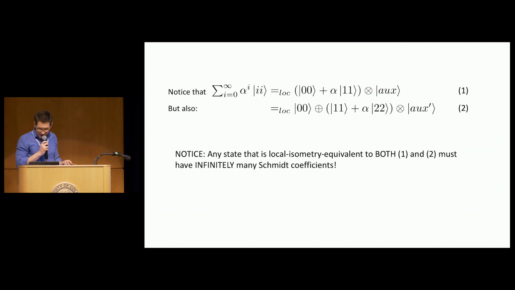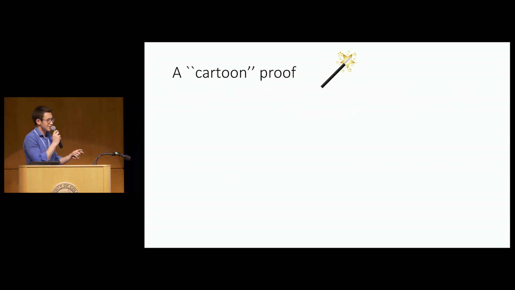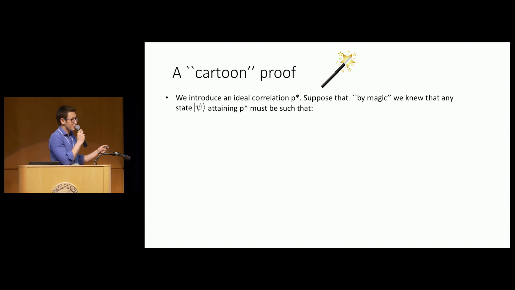And now let me show you how we can use this intuition to get a cartoon proof of our separation. I call it a cartoon proof because it uses some magic. It's not a full proof. But our cartoon proof goes like this. We will introduce some ideal correlation P star. And suppose that by magic, we knew that any state psi attaining P star must be such that the following two things happen.